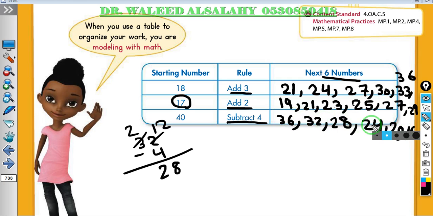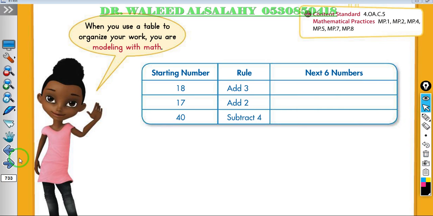1, 2, 3, 4, 5, 6. So these are the answers. You can copy it in the book. We'll go to the next page. The easiest lesson.